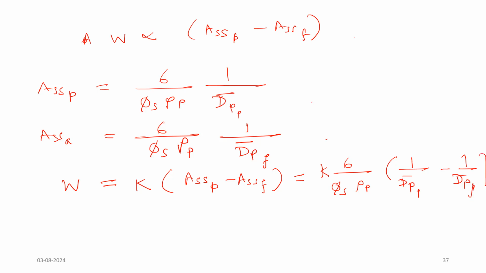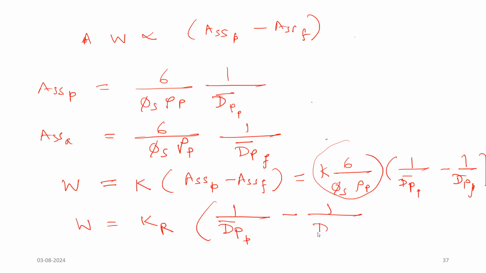And together we can write it as Kr into (1 by dp of product minus 1 by dp of feed). This is the Rittinger's law. Next is the Kick's law, right? So what is Kick's law?